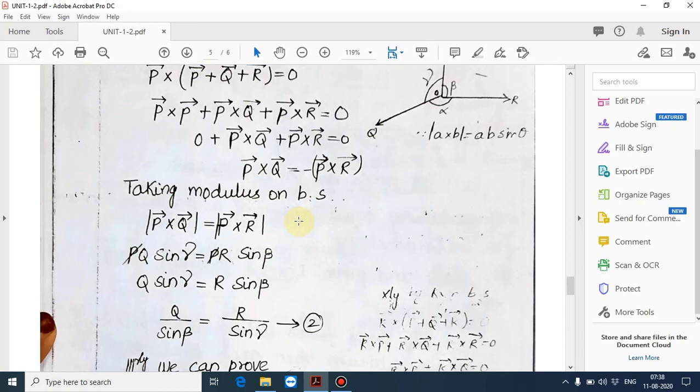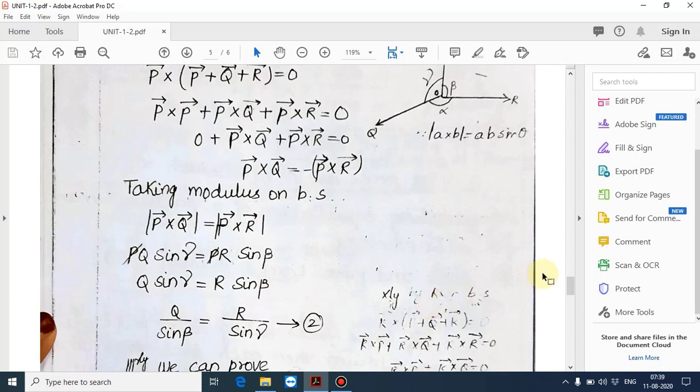Whatever angle you are getting, that angle you have to write here. So PQ sin gamma is equal to PR sin beta. If we cancel P, Q sin gamma is equal to R sin beta. We can write it as Q by sin beta is equal to R by sin gamma. Keep it as equation number 2. Similarly, we can prove P by sin alpha is equal to Q by sin beta. Keep it as equation number 3.